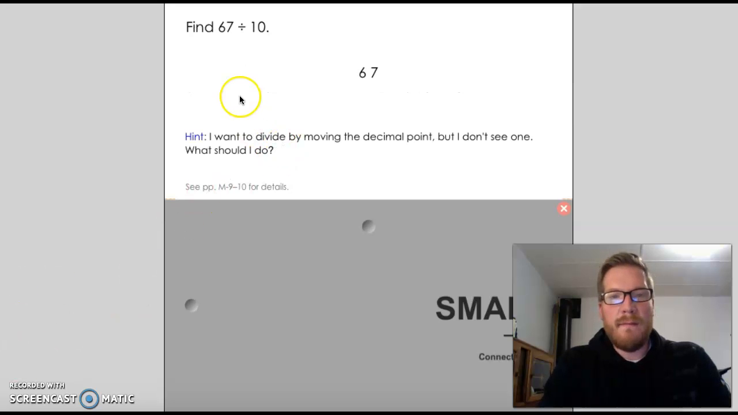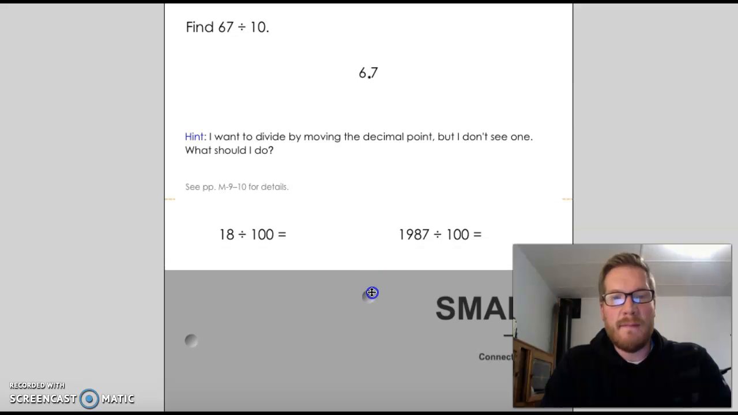All right, so we are going to find 67 divided by 10. Now we know that there is a decimal place there, and if we're going to divide by 10, we're going to move that decimal 1 place to the left. I want to divide by moving the decimal point, but I don't see one, so I've drawn one in and then moved it to the left.